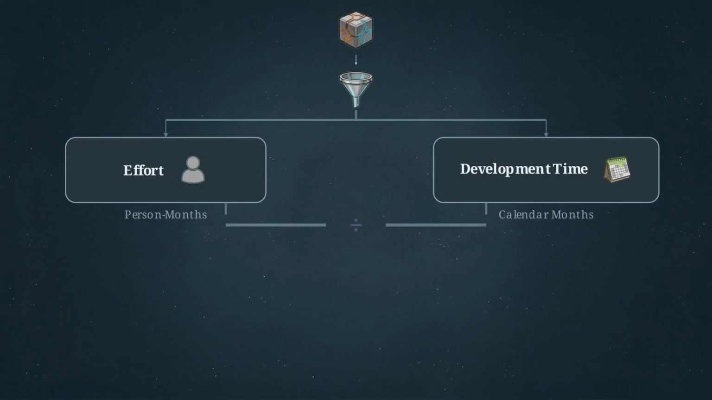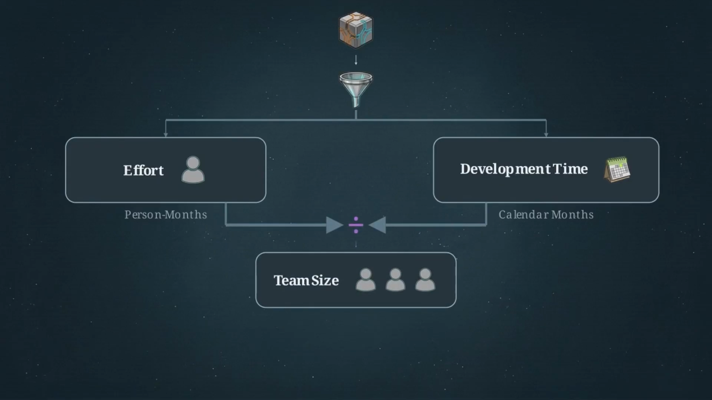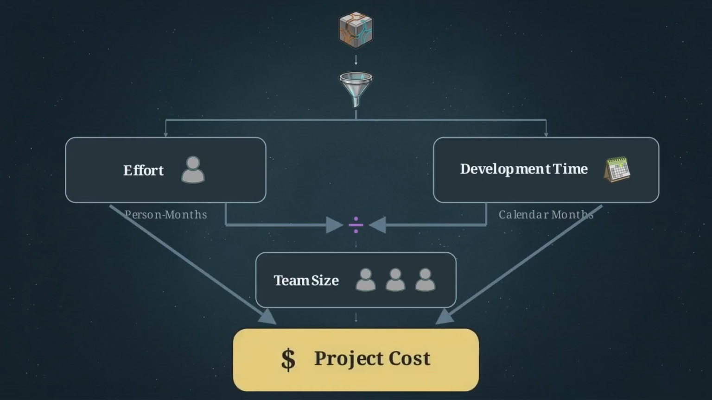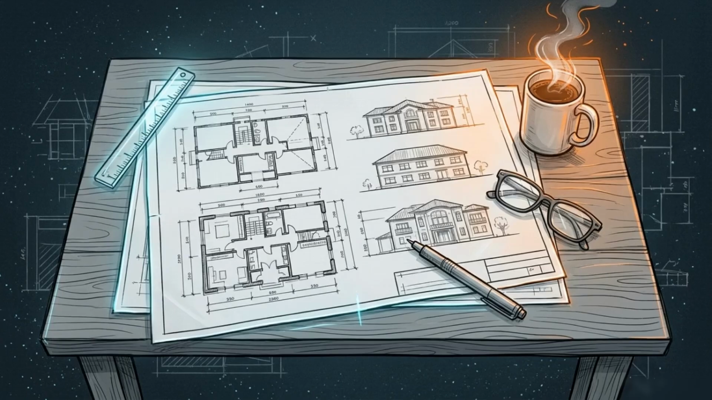It also gives you the development time, which is the total number of calendar months the project will take. From there, we get our third output, team size. The formula calculates this by dividing the total amount of work by the number of months the project lasts. Finally, the flowchart concludes with project cost. This converts your estimated human effort and time into actual dollar amounts, factoring in developer salaries and your required infrastructure. These 4 metrics provide a complete, actionable roadmap.